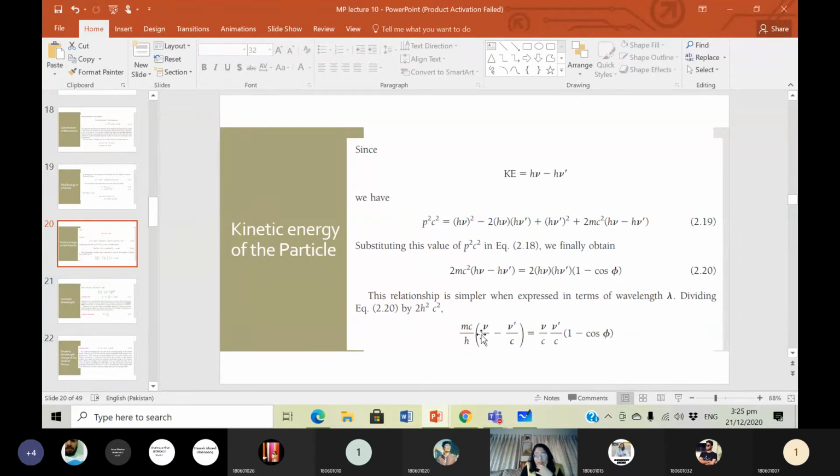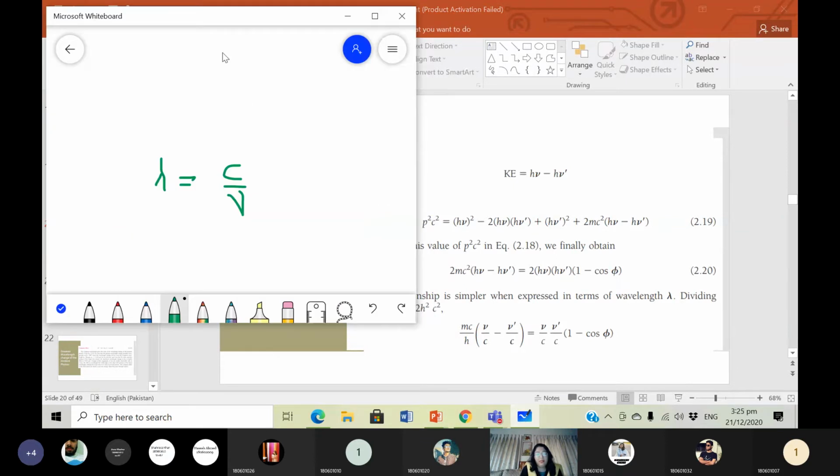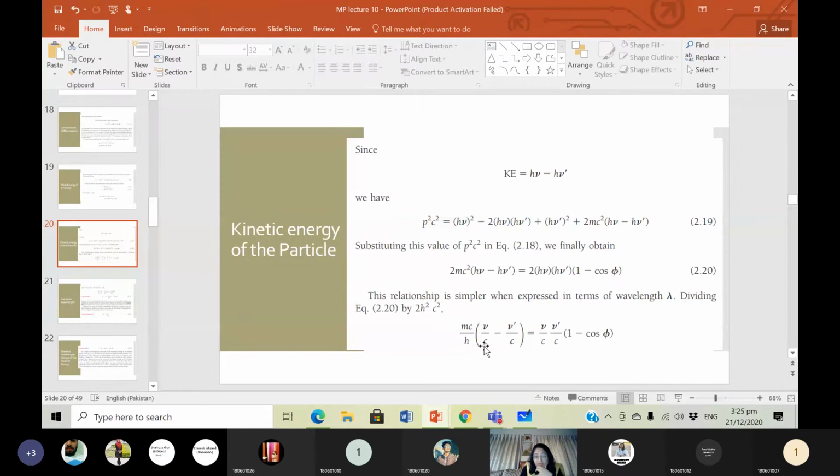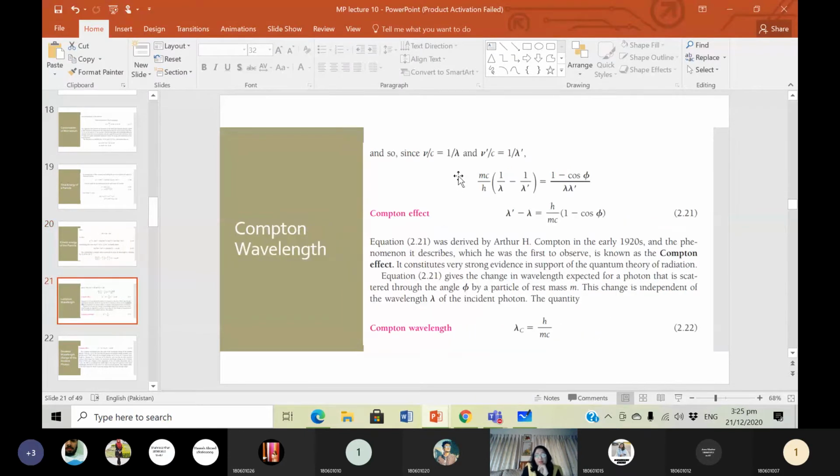Now, as you can see, we said that lambda is equal to c over nu. So nu over c will be equal to 1 over lambda. And then nu dash over c will be equal to 1 over lambda dash, where lambda is the original wavelength of the photon and lambda dash is the final wavelength of the photon. So basically now we have an equation of this form. We will substitute nu over c with 1 over lambda and nu dash over c with 1 over lambda dash.